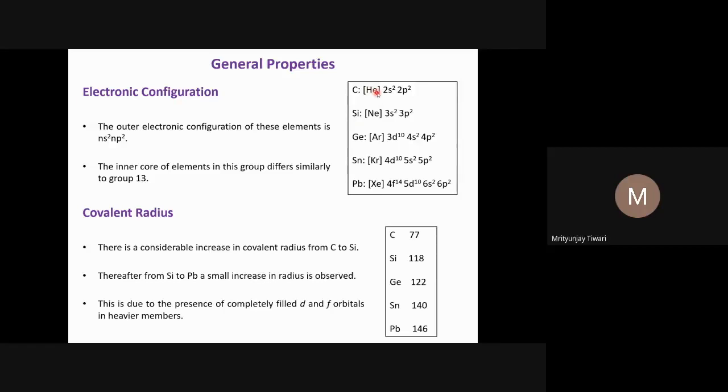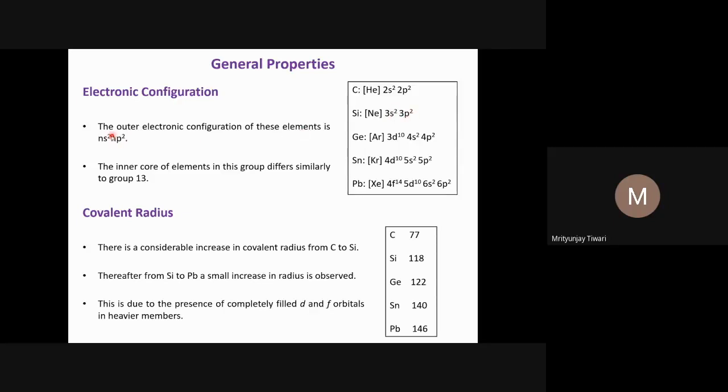The core of carbon has the electronic configuration of helium, meaning 1s2, and the core of neon also contains electrons in only s and p orbitals, 1s2, 2s2, 2p6. And then the valence shell electrons will be there, 3s2, 3p2.